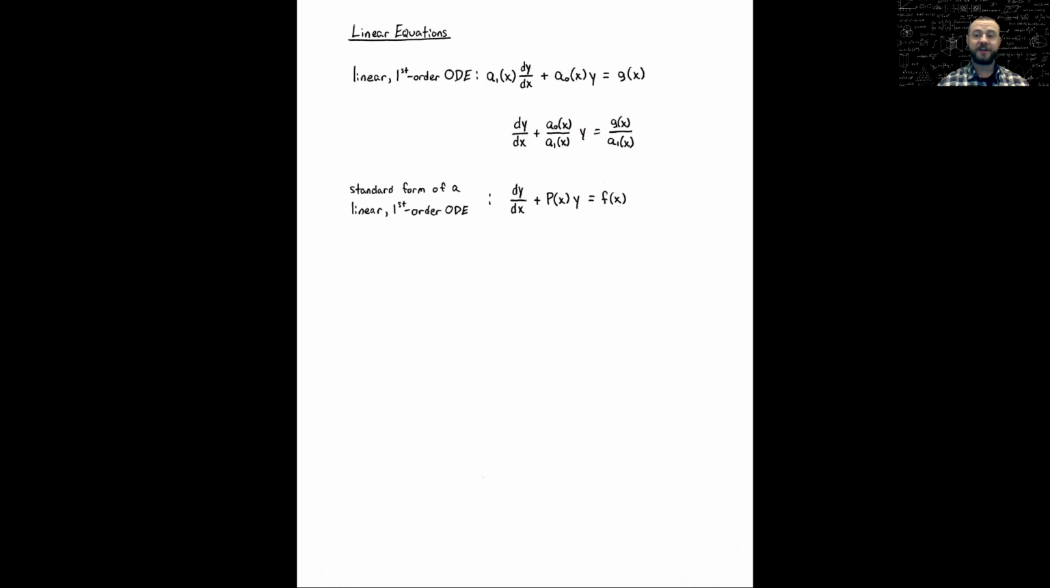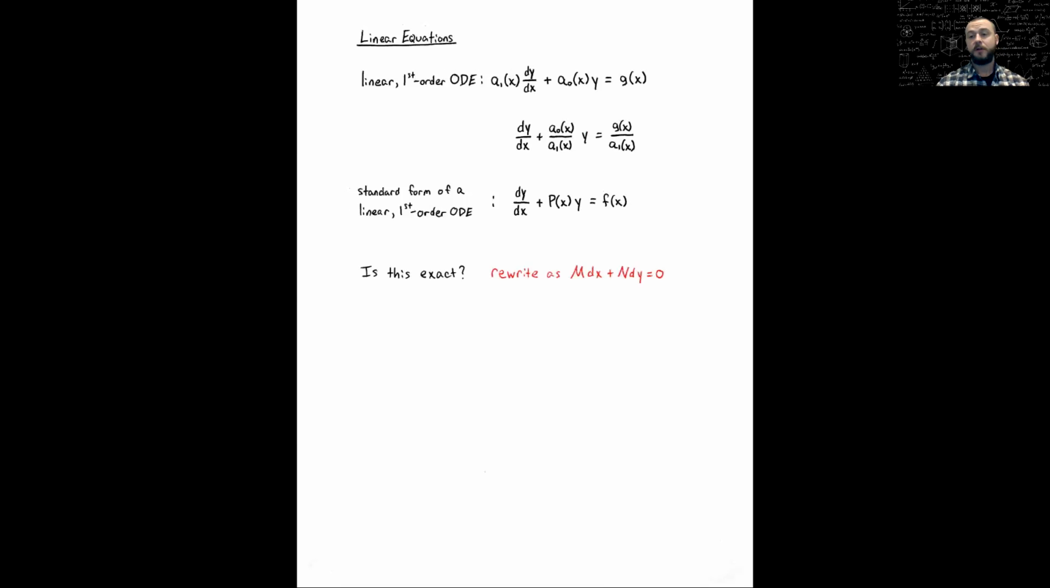Now what we have done is converted into what we'll call standard form of a linear first order ODE, which is what we'll be using throughout the rest of this lecture. So we're going to write a linear first order ODE in this form with the derivative of y with respect to x plus some function of x, p times y, equals another function of x.